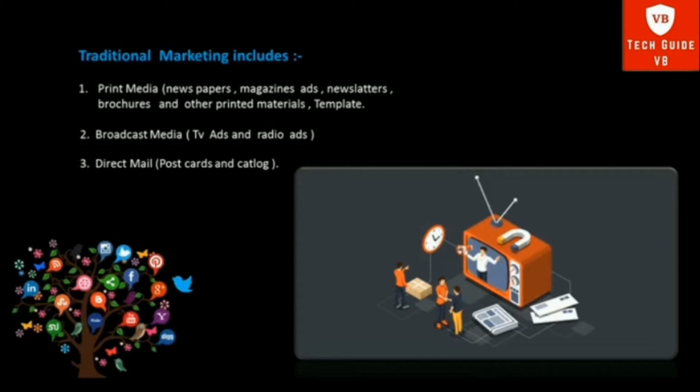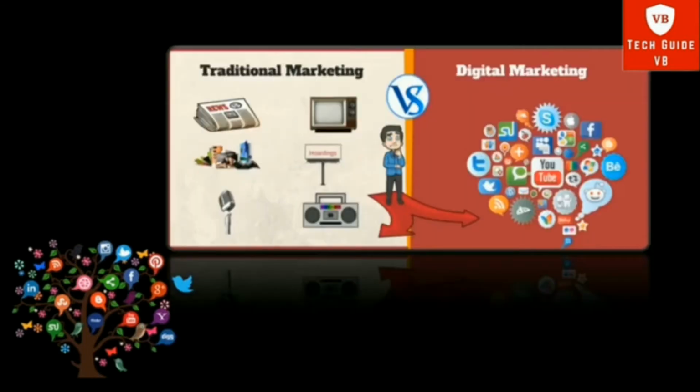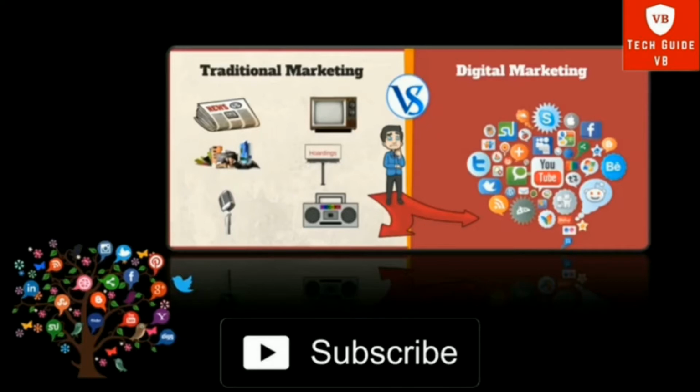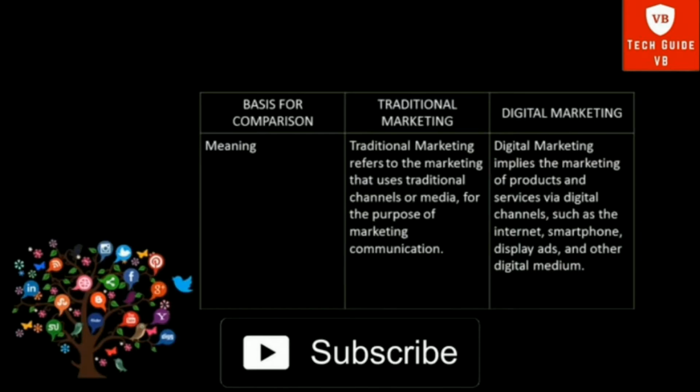Second is broadcast media, which includes TV ads and radio ads. Third is direct mail, which includes postcards and catalogs. Next, we see the difference, or comparison, between traditional marketing and digital marketing.